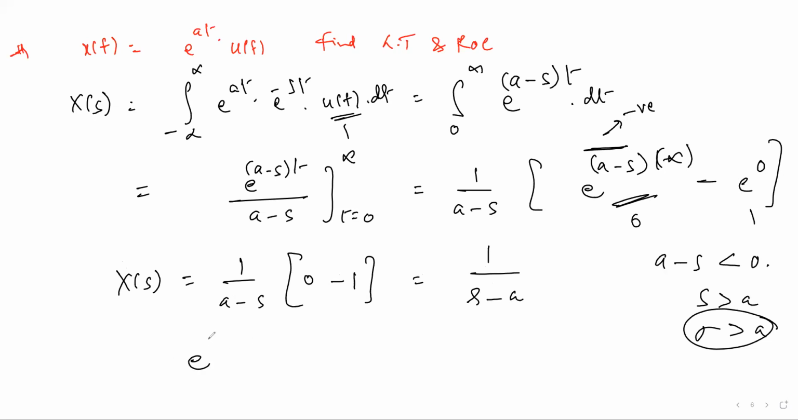So e to the power of at u of t, Laplace transform is 1 by s minus a. What is ROC? Sigma greater than a. Why greater than symbol? This is right side signal.